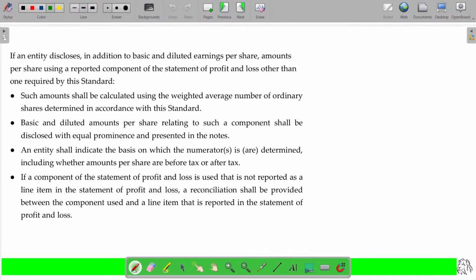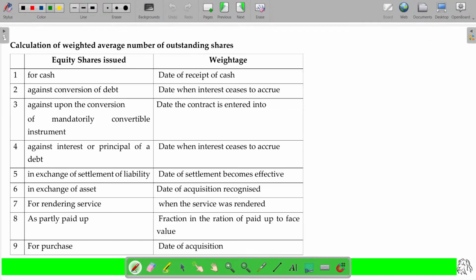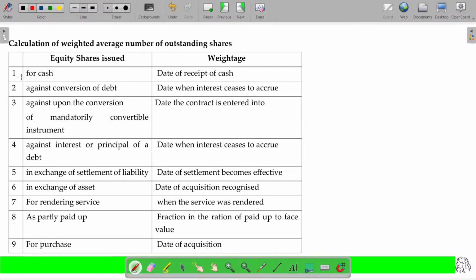How can we adjust all these things? The list is given here. See. If you are issuing the shares for cash, weightage will be given from the receipt of cash. If you are issuing the shares on 1st January, so the year being 1/4/2025 ends on 31st March 2026. First issue happens on 1/1/26. Then weightage will be given from here to here only.